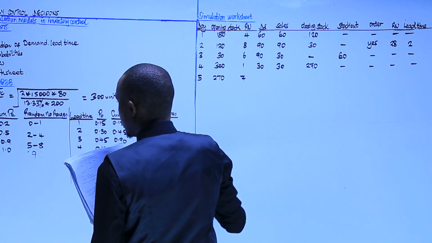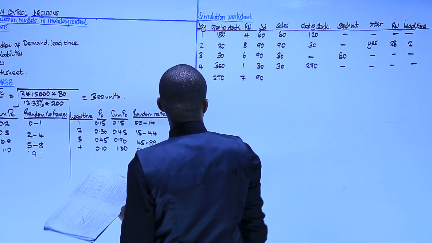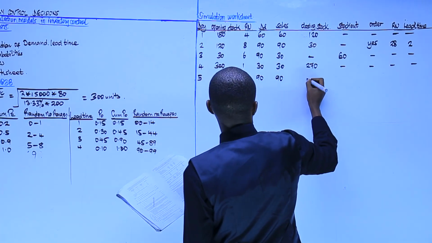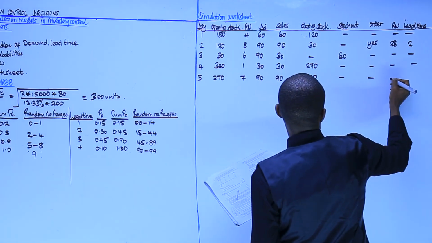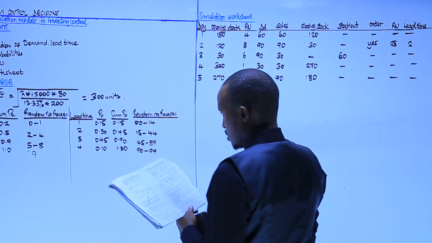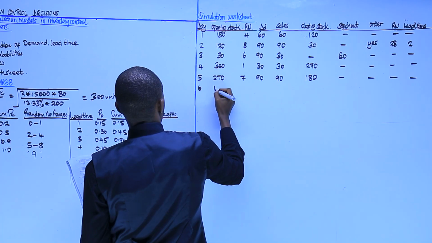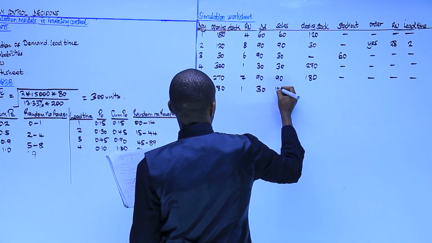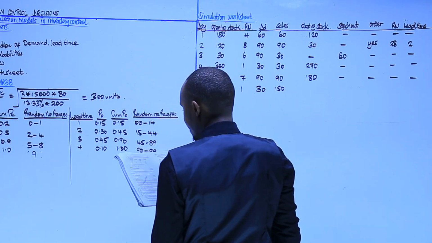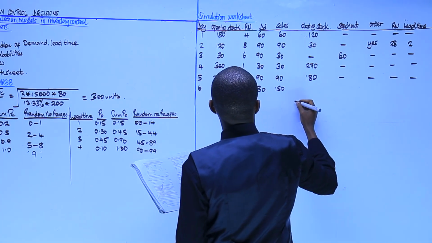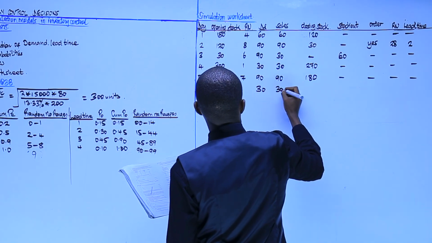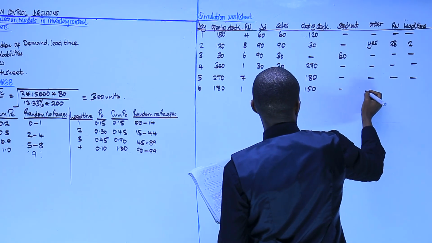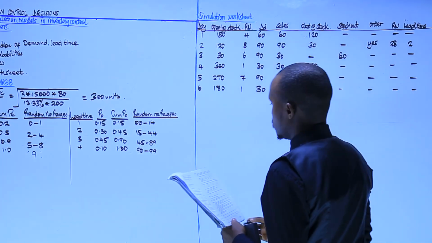With 7, your demand is 90. Your sales will be 90. This is 180, your closing stock. Any stock outs? No. Day 6, 180. A lead time of 1, 30 units, 150. Other sales of 30, closing stock of 150, which is 180 minus 30. Any stock outs? No. Are you going to make any orders? No.